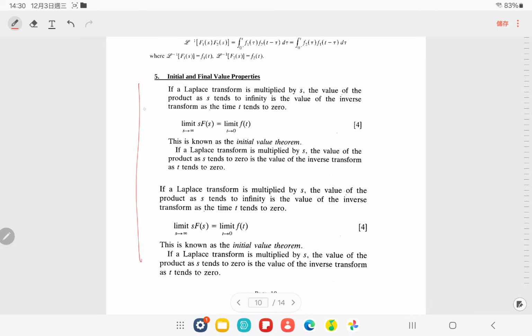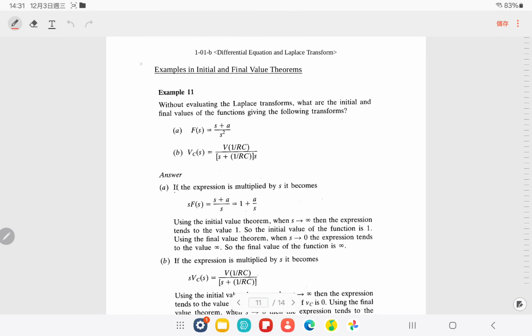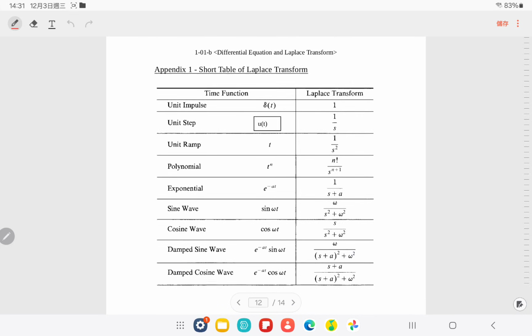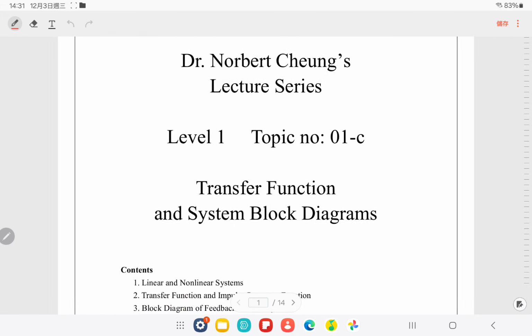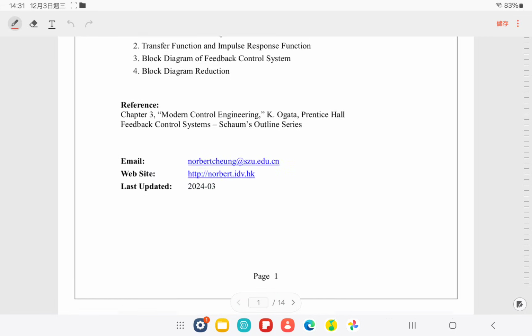Here they tell you more in detail. So make sure you go through this now. Important. Study this initial and final value theorem. Okay. So already that's what you need to know for this Laplace transform. Okay. So let's go to the next slide. Next pile of notes. Now for the next pile of notes, we go to the transfer function and system block diagram.